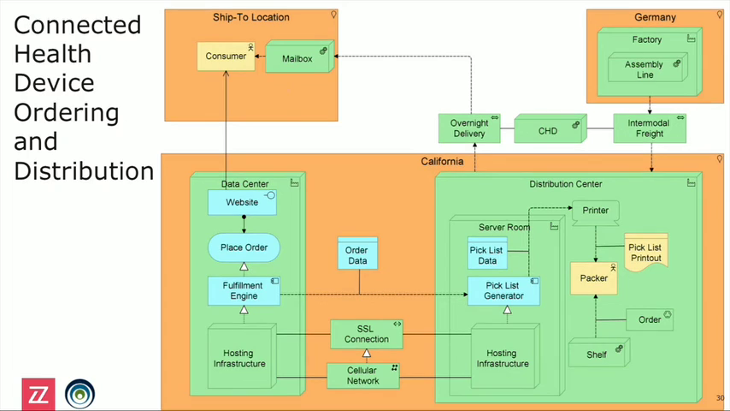So first of all, the consumers have to get a connected health device. And here is shown an integration of the older parts of ArchiMate, which have to do with IT systems and solutions, with the physical world. So you show a consumer at a ship-to location, perhaps his or her home, who's using a website, an interface to place an order, and that order placing service is realized by a fulfillment engine on a hosting infrastructure, and that fulfillment engine sends the order data over to a pick list generator at a distribution center. Of course, we're abstracting out probably some other stages that come here, but this is showing the concept.